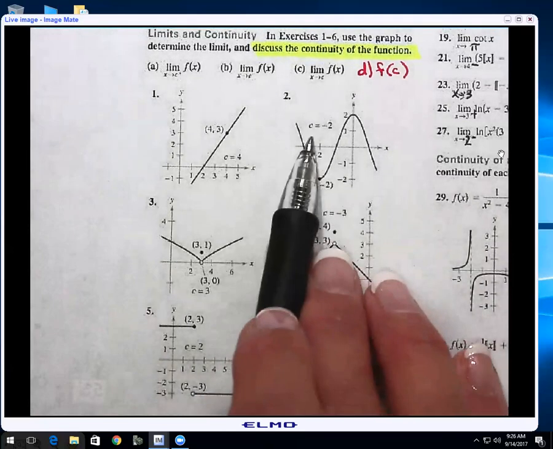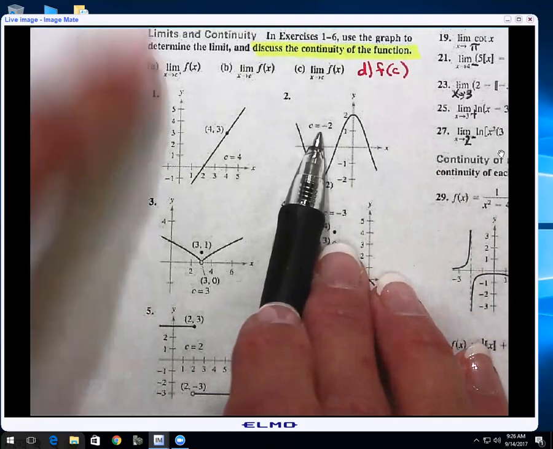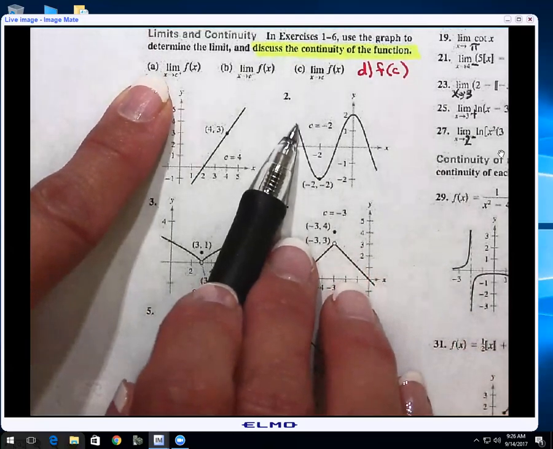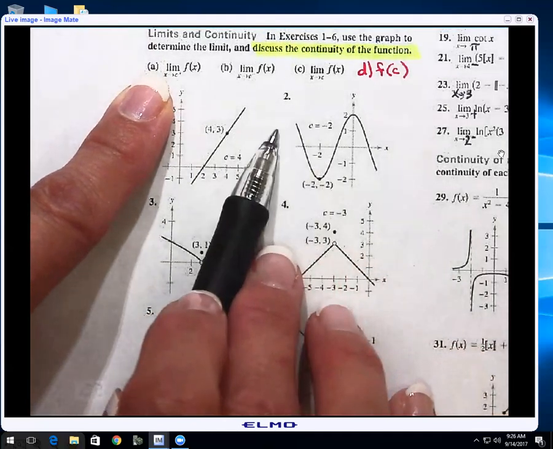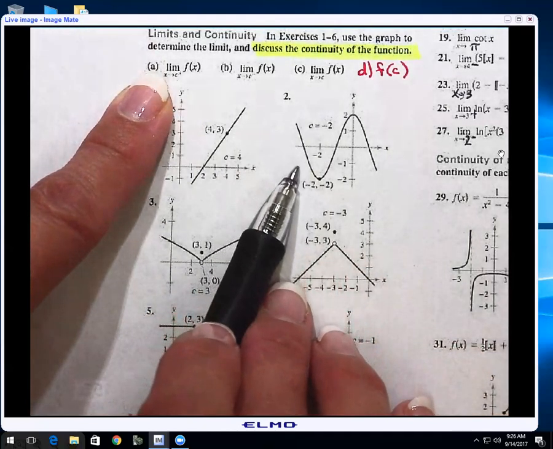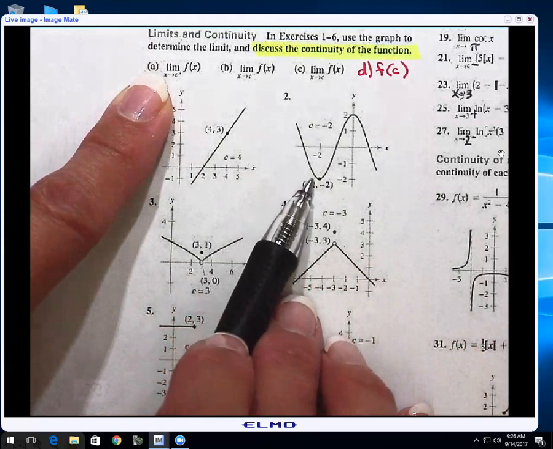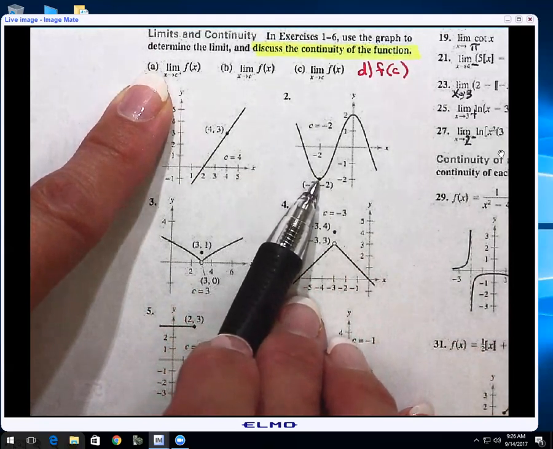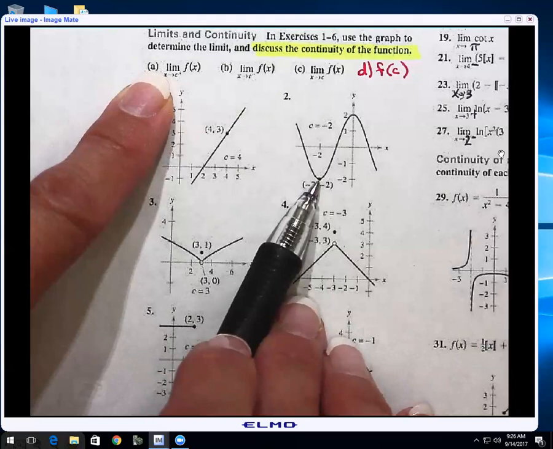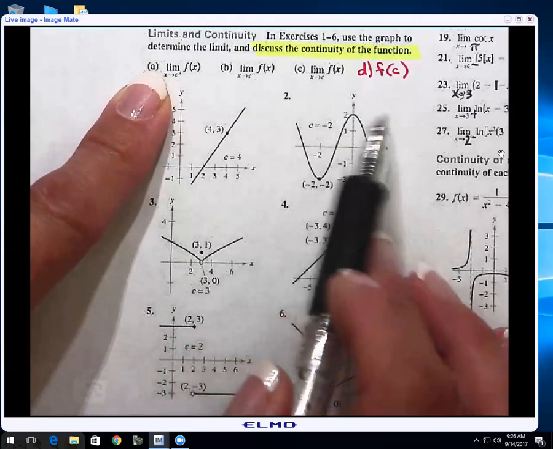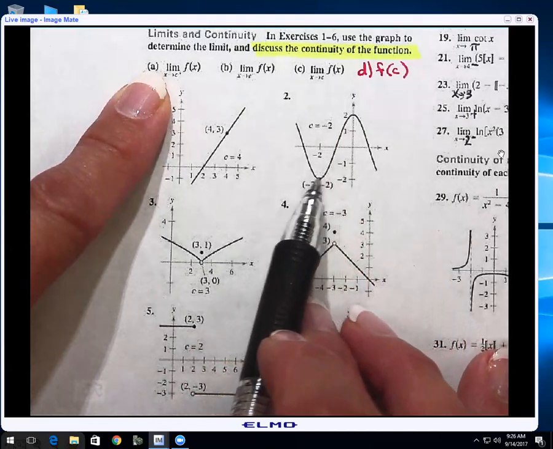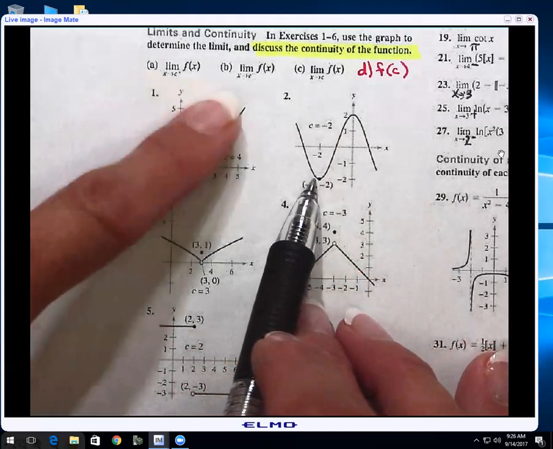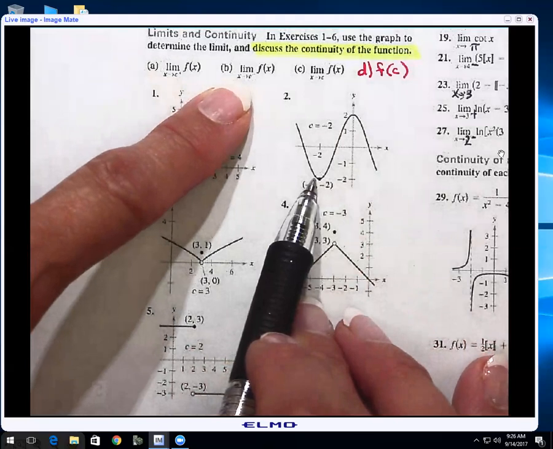In number 2, C is 2. What's the limit as x, oh, that's actually -2. C is -2. What's the limit of this function as x approaches -2 from the left? -2. The answer to the A part is -2. What's the limit as x approaches -2 from the right? -2. So the answer to the B part is -2.